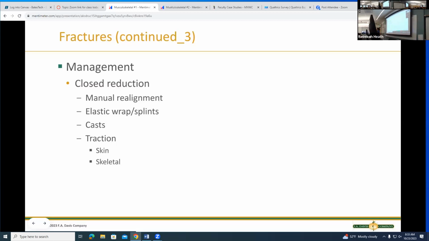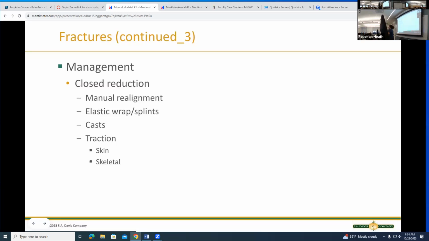But they will realign it. They might do elastic wraps or splints based on the severity. If it's a small fracture, you might not need a full cast. If it's a pretty severe fracture, they might do a cast. Has anybody else had a cast in here?